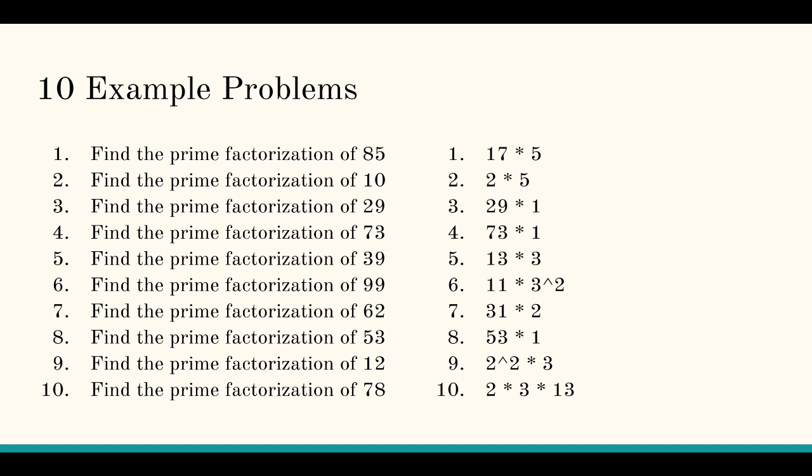The answer to the seventh problem is 31 times 2. The answer to the eighth problem is 53 times 1. The answer to the ninth problem is 2 squared times 3. And the answer to the final problem is 2 times 3 times 13.